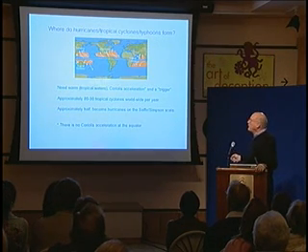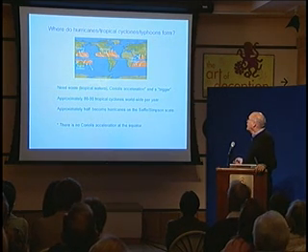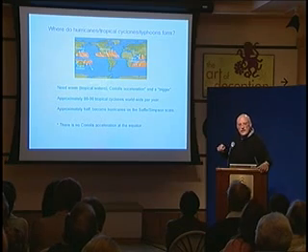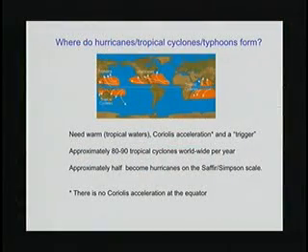So from what I've shown you so far, it's clear that we need warm tropical waters. We need Coriolis acceleration to get that circulation going and maintain it. And we need a trigger, something to get the whole process going. Hurricanes typically don't form along the equator because there's no Coriolis acceleration at the equator.